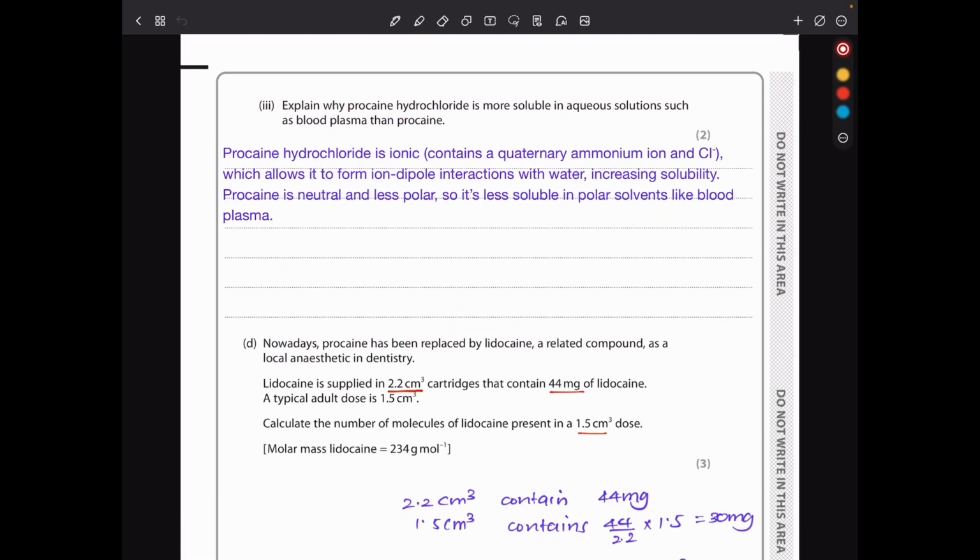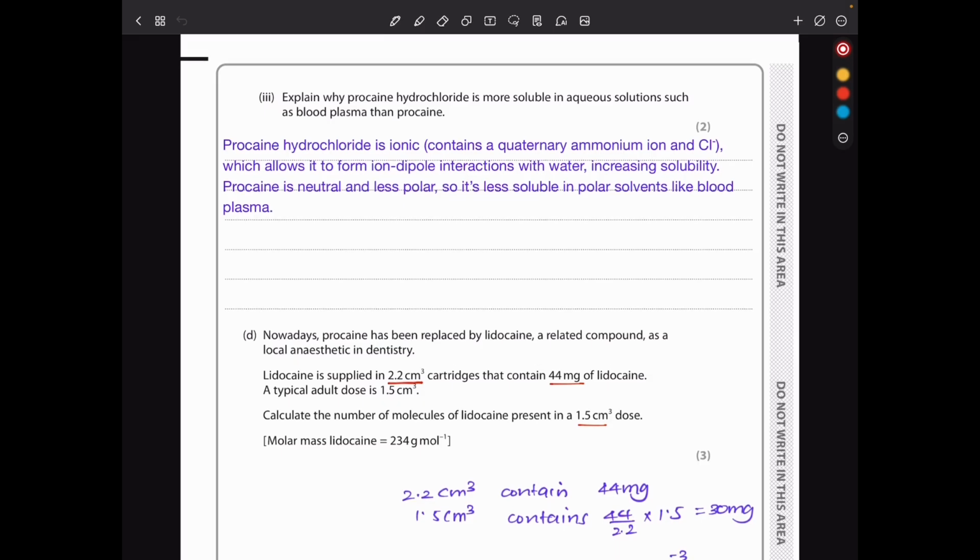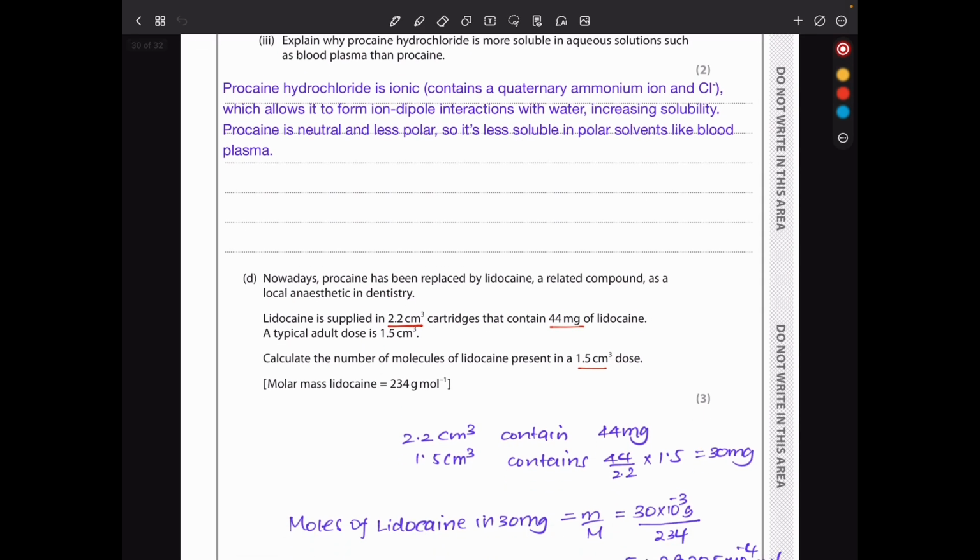Explain why procaine hydrochloride is more soluble in aqueous solutions such as blood plasma than procaine. It has an ionic bond, so procaine hydrochloride is ionic. It contains a quaternary ammonium ion and chloride, which allow it to form ion-dipole interactions with water, increasing solubility. As we saw, procaine is neutral, so less polar, and it's going to be less soluble in polar solvents like blood plasma.